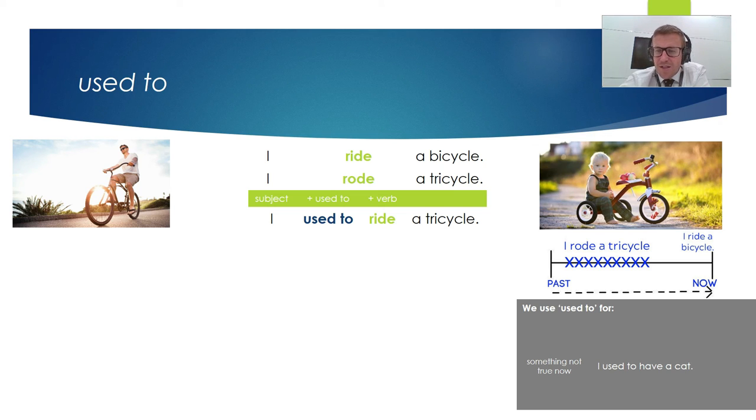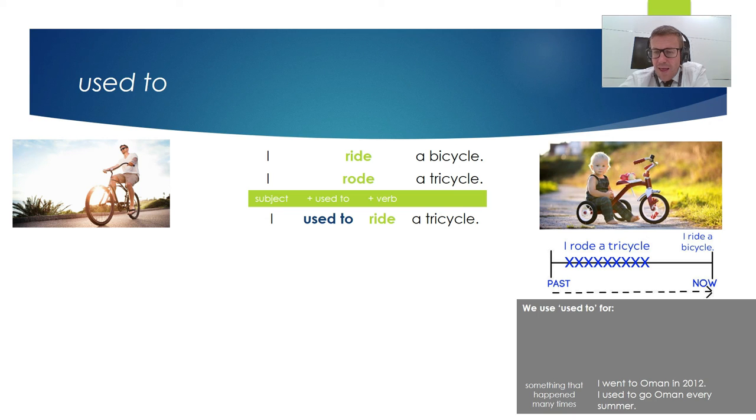And also look at these two sentences. I went to Oman in 2012. I used to go to Oman every summer. Both are go in the past, but went is one time in 2012. But used to go is every summer. It's a bit like a habit again. It's something that happened many times.